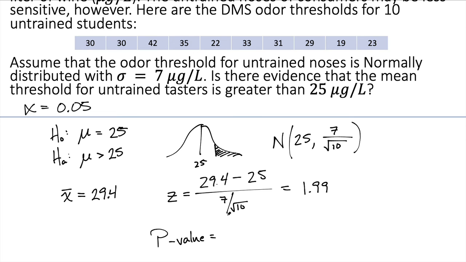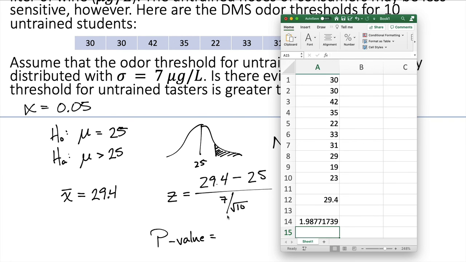We've got a standardized normal distribution, and for that value right there, this is of course going to give us the area to the left of that, but I want the right. So I'm going to do 1 minus that. And that gives me the p-value of 0.023.